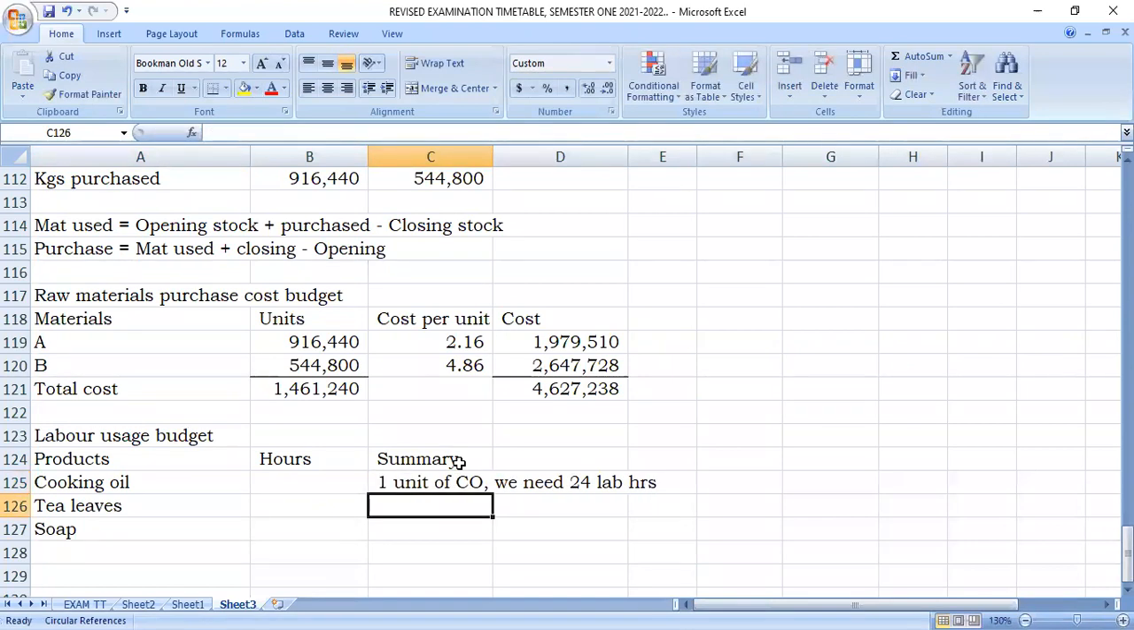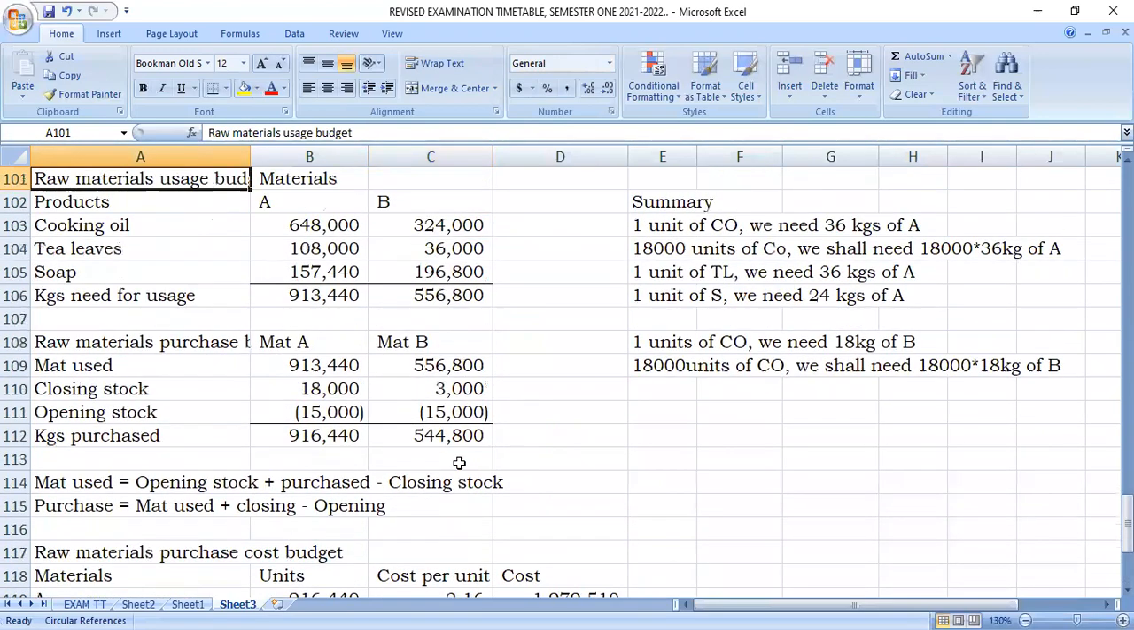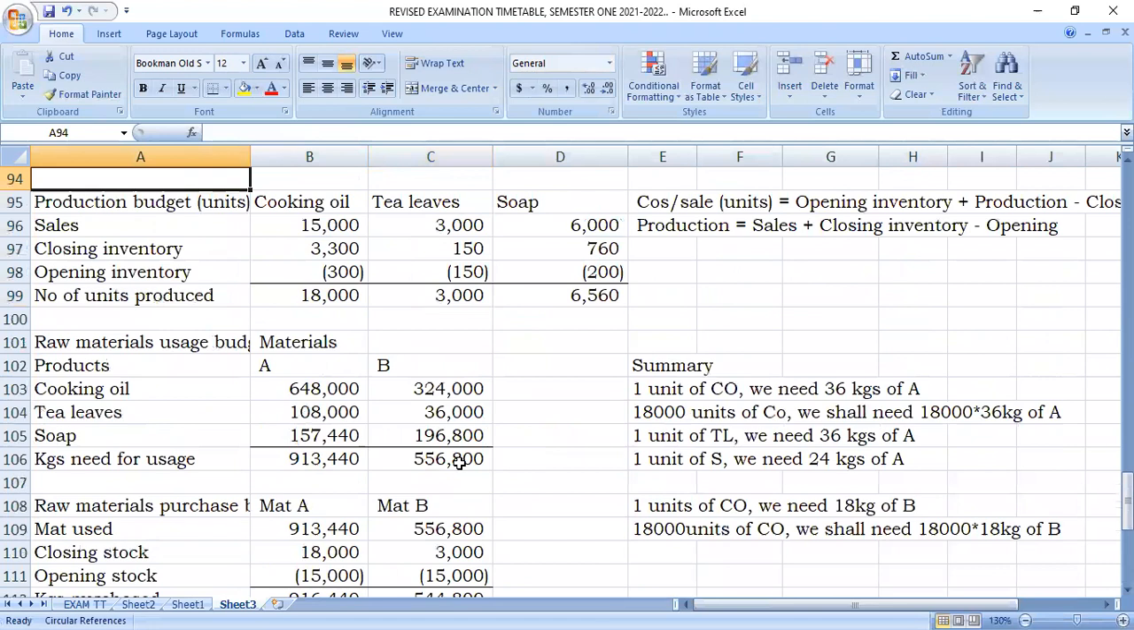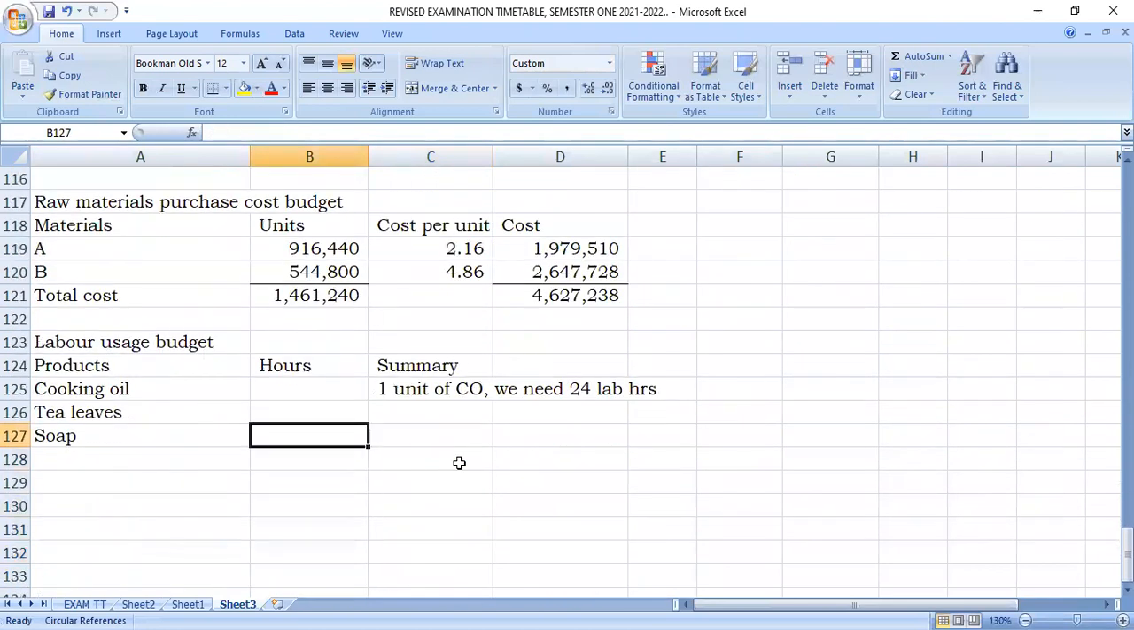Okay, so how many units do you produce for cooking oil? You come to your production budget. As far as cooking oil, we produced 18,000. So you come and say 18,000 times the number of hours for a single unit, which is 24. Okay. And you do the same for the others.